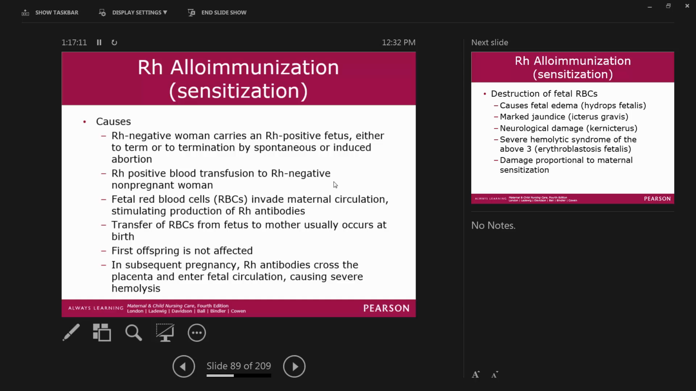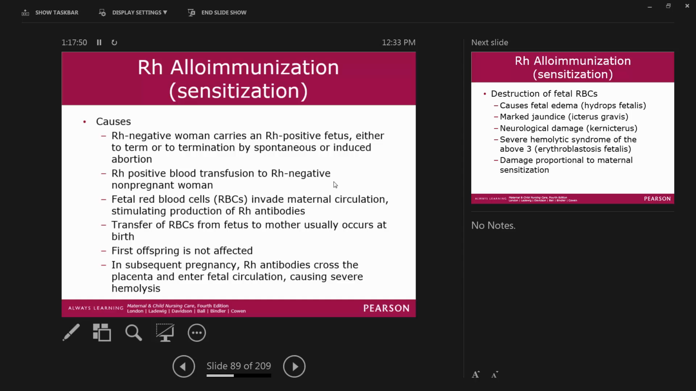So anyways, mom's exposed to a positive baby, and if this is her first baby, then that's not an issue for this first baby, because by the time mom has been exposed, usually at delivery, or at some trauma or an invasive procedure, mom hasn't built up the antibodies to cross the placenta and attack baby. So it's not the first baby that's the problem. It's subsequent babies that could be the problem, if those babies are Rh positive, which we don't know in the prenatal period.